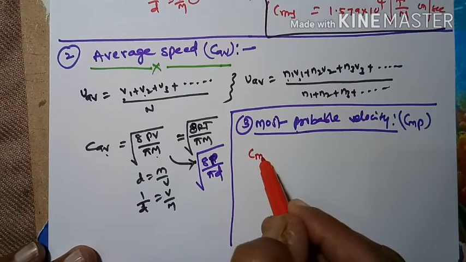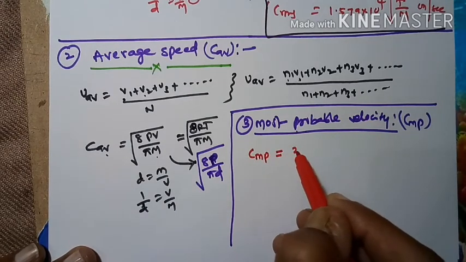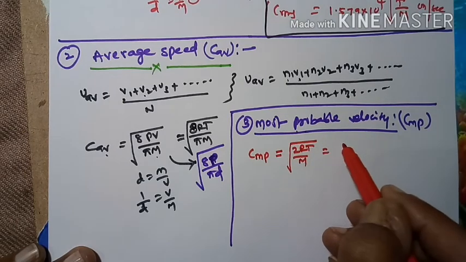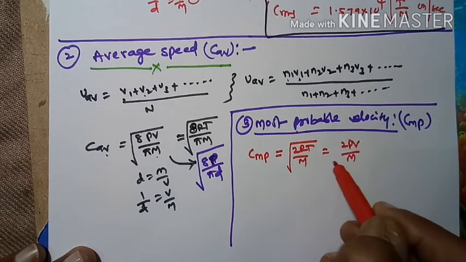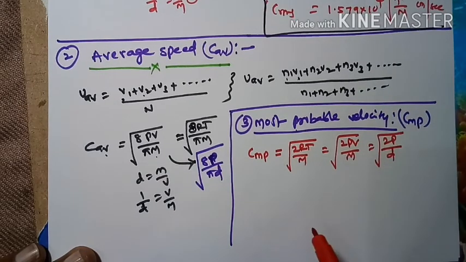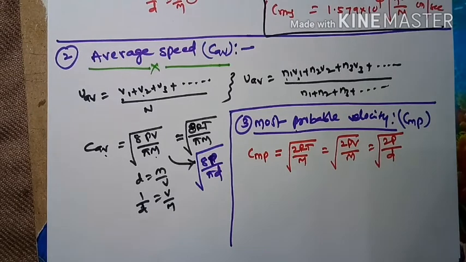So we can write the most probable velocity as C MP equal to under root of 2 RT by M. RT is equal to PV, so 2 PV by M. V by M is equal to 1 by D, so we can also write under root of 2P by D. So these are the different principles employed to calculate most probable velocity.